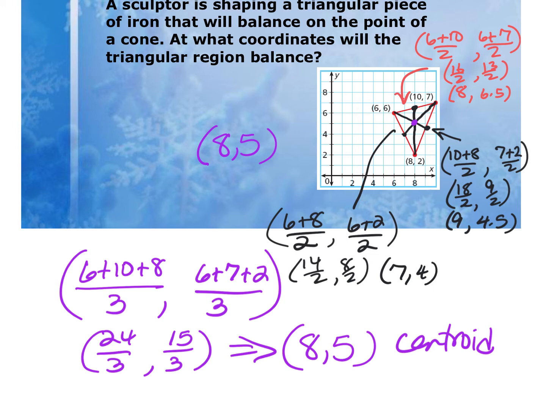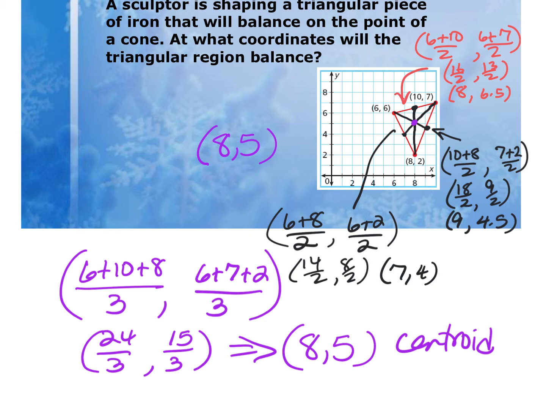You could find the length of it by doing the distance formula, and then you could multiply that by 2/3 and then add that number to your ordered pair. It's a lot more work, but it is another way to do it. So just be aware of that and just apply your centroid theorem. All right, now we're going to talk about altitude.